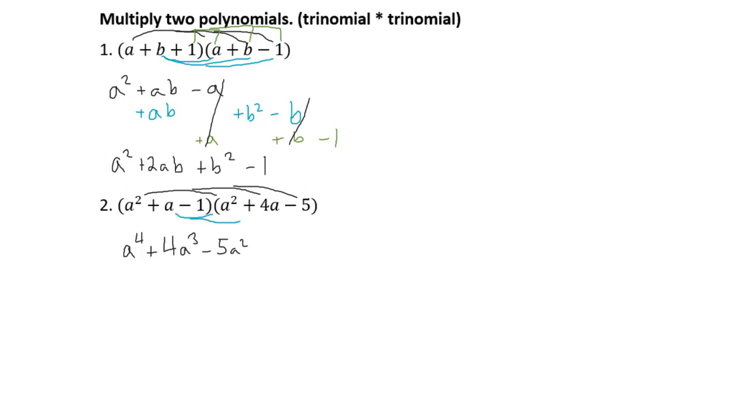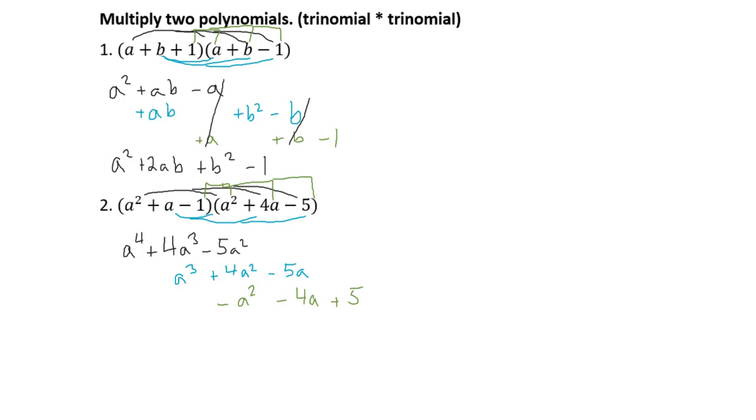Multiply by a now, and you get a to the third plus 4a squared minus 5a. Now we're going to multiply by the negative 1, and we end up with negative a squared, negative 4a, and a negative negative makes a positive 5.